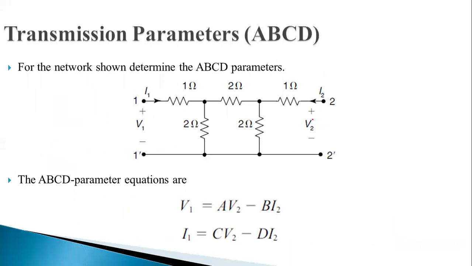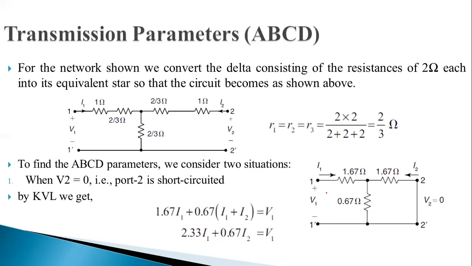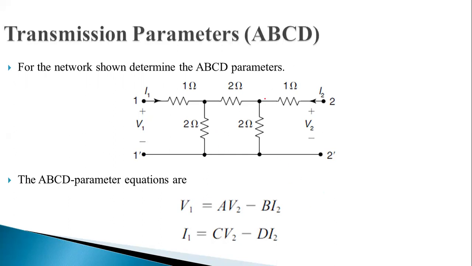We will see one example for the transmission parameter. It is the network shown over here, and we need to find the ABCD parameter. I have written the equations for the ABCD, so with respect to that, I need to solve this. Whenever we solve, first of all we need to convert the given circuit, which is in delta form. I need to convert this circuit into star form.